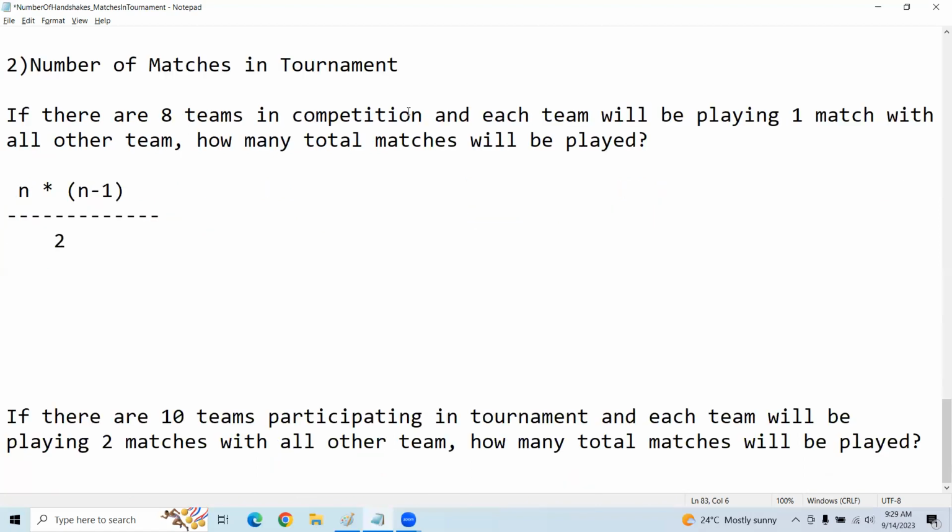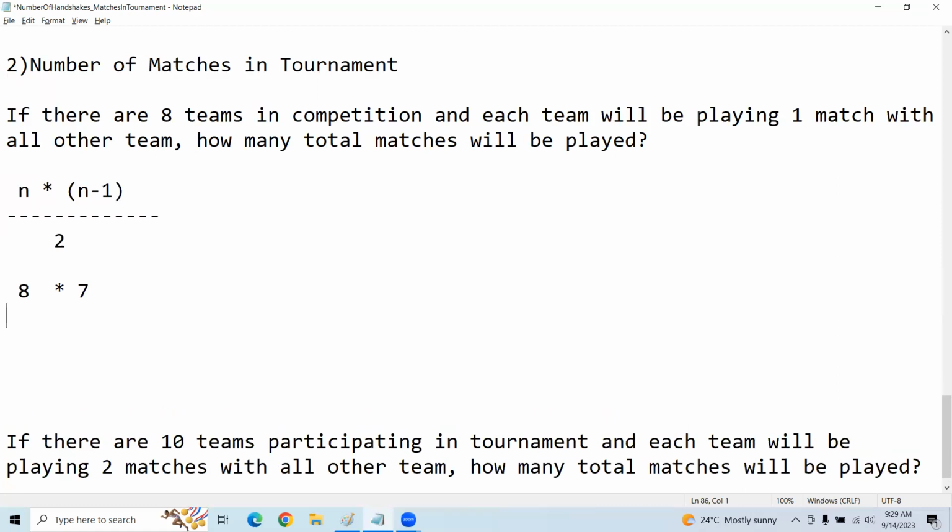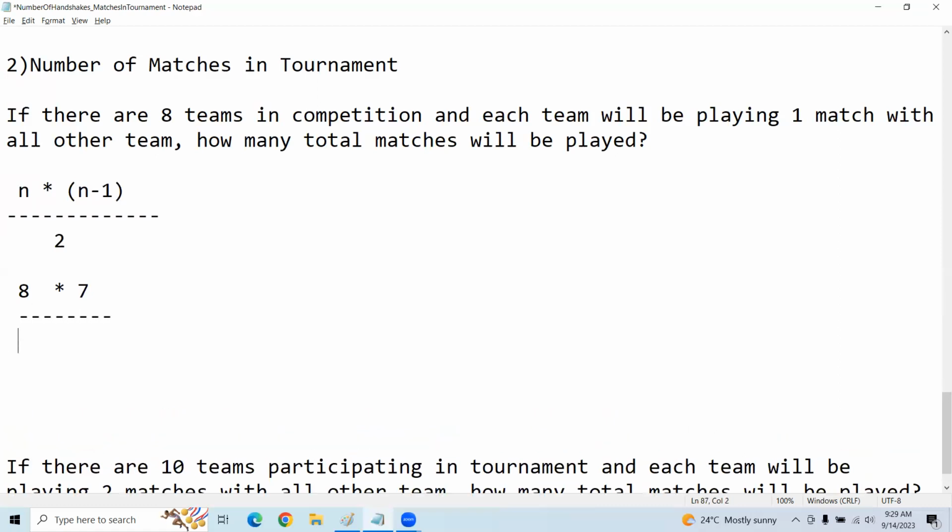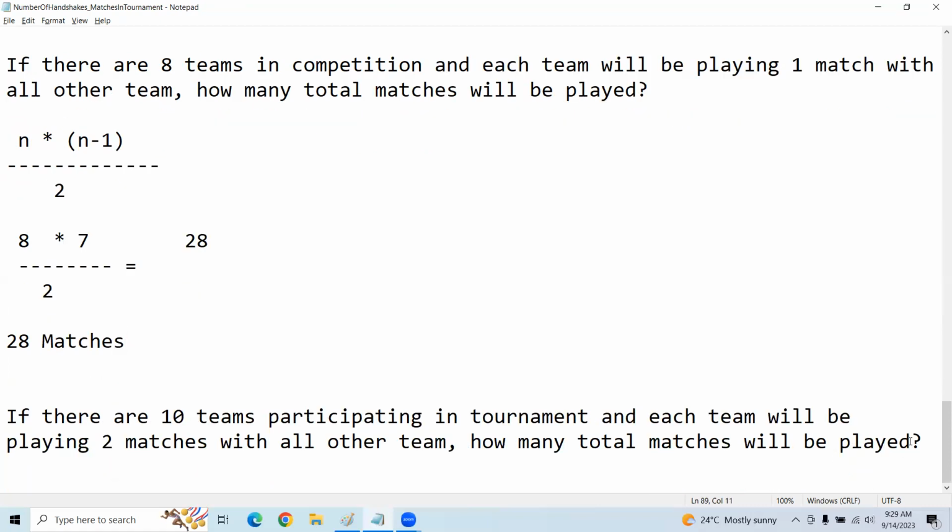If there are 8 teams in the competition, each team will be playing one match with each team. So what is n over here? 8, because our number of teams is 8. N minus 1, it will become 7, so 8 sevens are 56, divided by 2. If you solve, you will get the answer as 28. So there will be 28 matches in the tournament. Let's look at the next question.